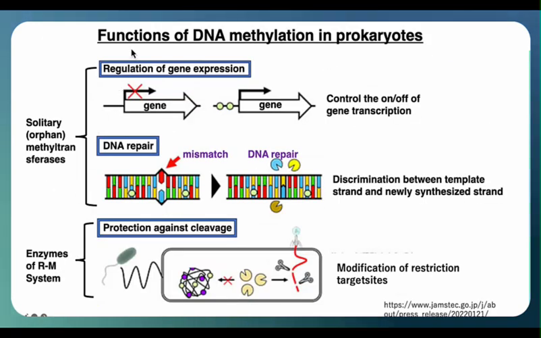I have already explained the role of methylation enzymes in the RM system. As for the role of orphan DNA methylation, it includes the regulation of gene expression levels. Additionally, it plays a role as a signal for distinguishing between the old strand and the newly synthesized strand in the repair of mismatched bases.